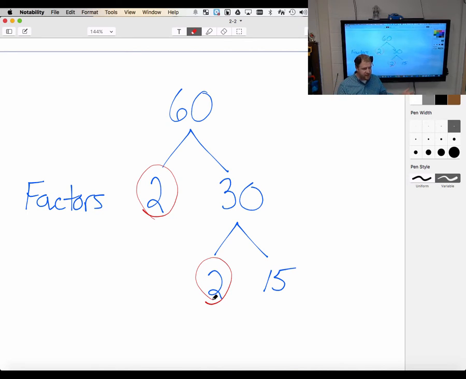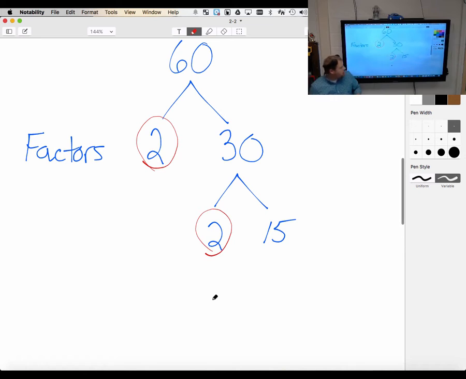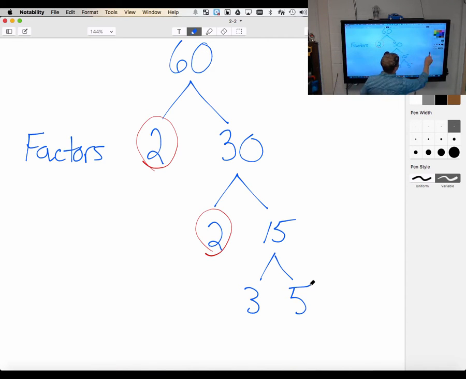Can anything go into 15 evenly? Jayla? Oh, you got this. What can go into 15? Yeah. Fantastic. See? Awesome work. All right. So, we've got 15, 3, and 5. Okay? Now, the question is, are either of these factors prime? Todd? They both are. So we circle them both.